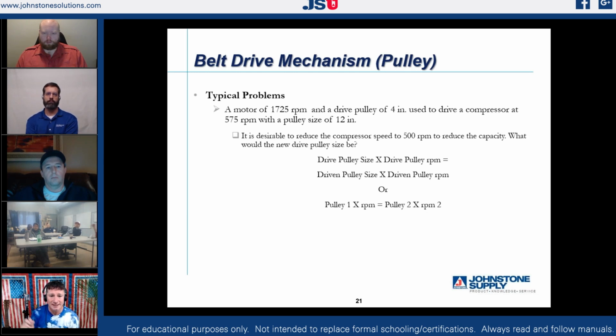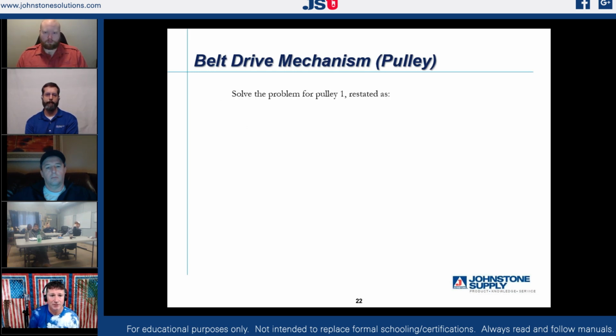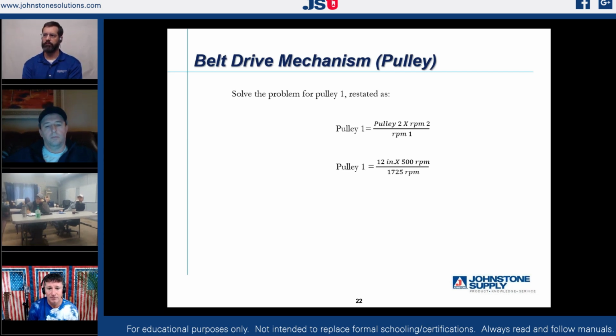So you take the drive pulley size times the RPMs. We can put that into a factor. So if we have pulley 2 and RPM 2, and we have RPM 1, so we know the pulley 1 size, we know the RPM of our motor, and we now have the RPM that we want our compressor to run. We just simply plug in some numbers. So if I have a 12-inch pulley on my pump and I want it to run 500 RPMs, and my motor runs 1725 RPMs, I just simply do the math. I plug that in and it factors out to 3.48, or a 3.5 inch.